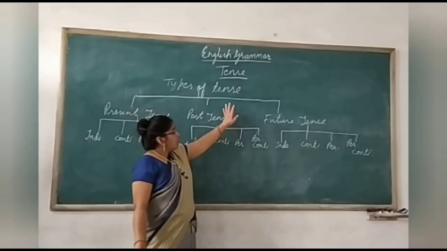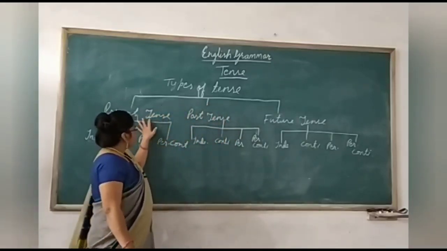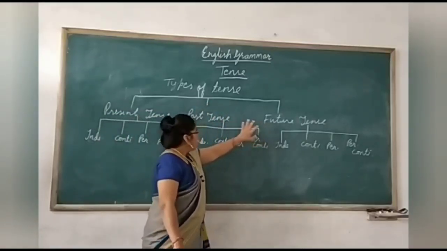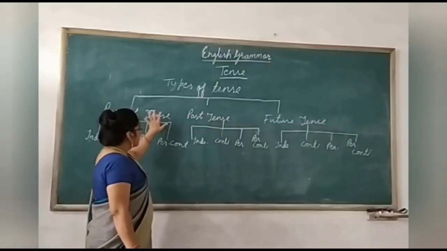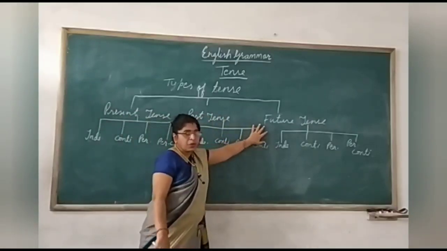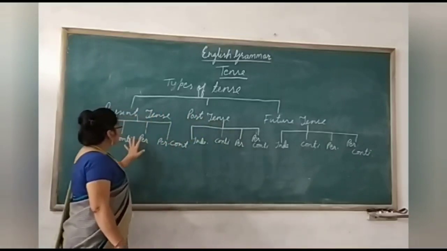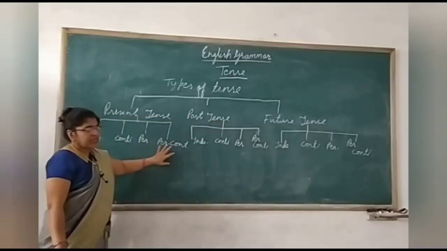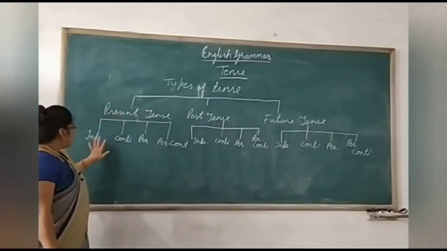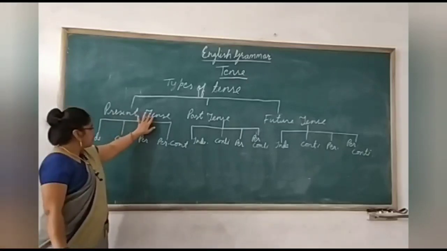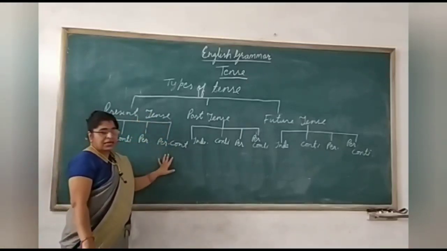So the tenses are of three types: present tense, past tense and future tense. Each tense is divided into four parts. Here I have written present indefinite, present continuous, present perfect continuous.